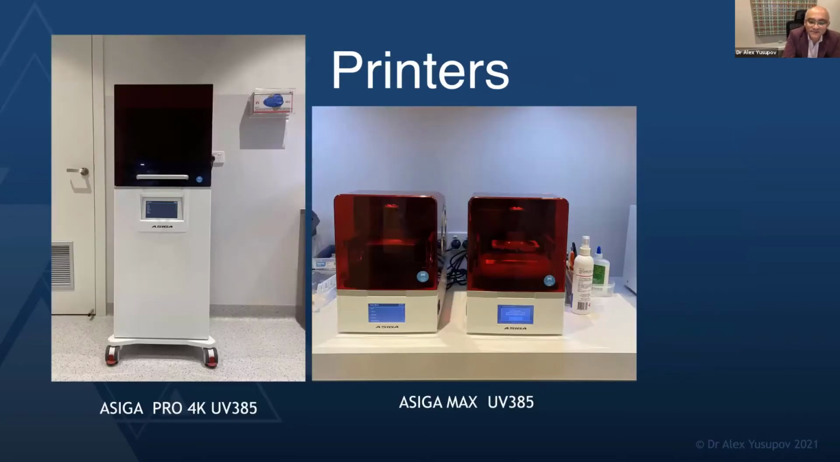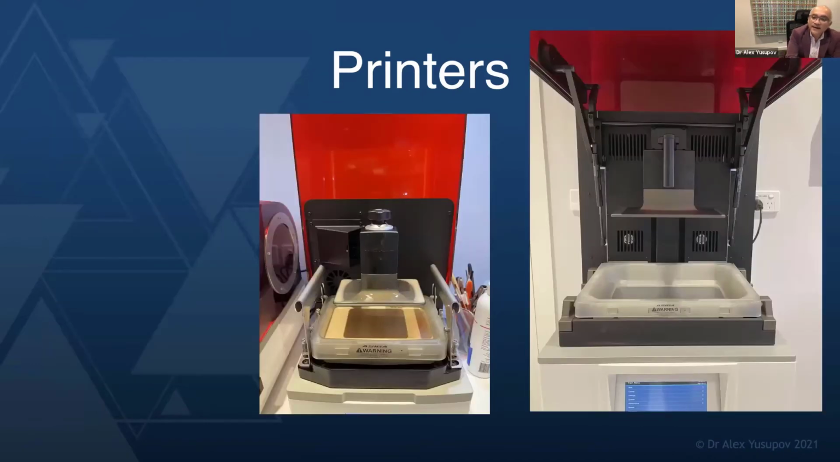We have mainly Asiga printers. We got rid of all the others. And I have 2 Asiga small printers, the UV385s, and we've got 1 4K printer as well. And at any one time, you walk into my print room, at least 2 of them are working, and the third one's probably just getting loaded up. How do the printers work? Well, basically, they're all the same.